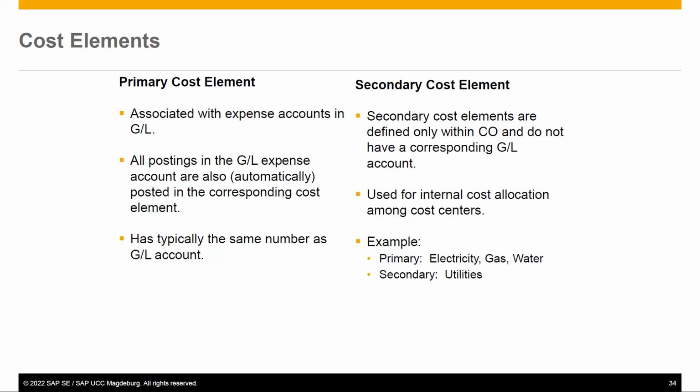Okay. Now, we do have a secondary cost element. The secondary cost element has no link with the financial accounting. They only work within the cost accounting, and they have no link with the general ledger accounting or with the financial accounting. And it is used for internal cost allocation among the cost centers.